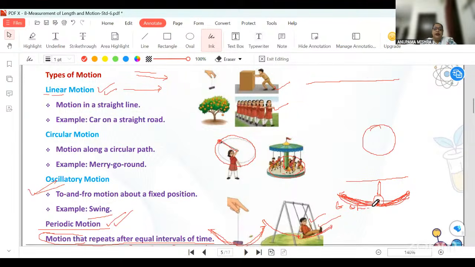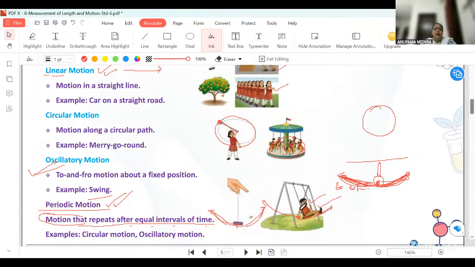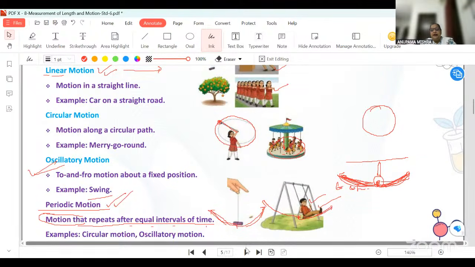और जब मोशन रिपीट करता है इक्वल इंटरवल ऑफ अ टाइम में, तो उसको बोला जाता है पीरियोडिक मोशन। दैट इज व्हाट इट्स रिटन हियर। Motion that repeats after equal intervals of time, it is called periodic motion. समझ में आ गया इतना कंसेप्ट फिर से?